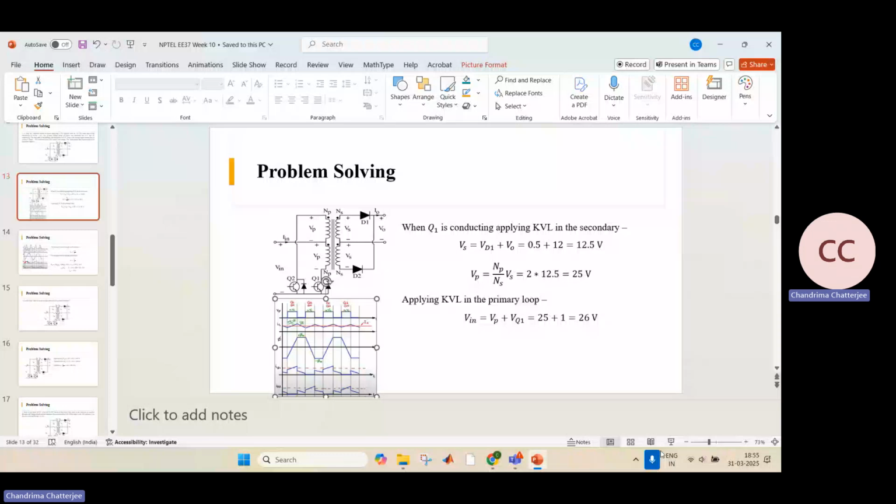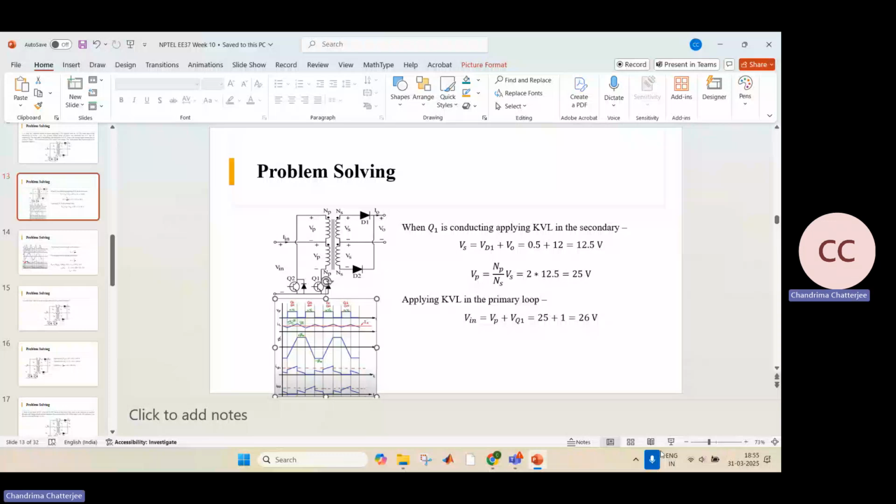The average current through each transistor is half of the input current, right? Because once Q1 is on, it carries the current, and then for some time both of them are off. Then when Q2 is on, Q2 carries the input current. So the average of current through each transistor is half the input current, and the average current through each diode is half the load current.